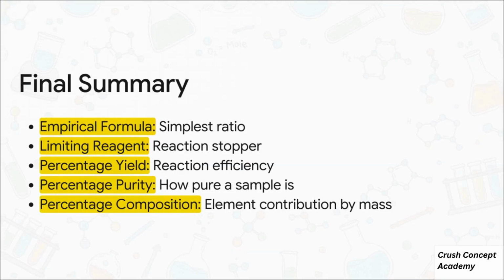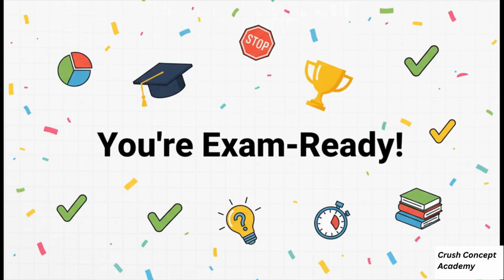So let's do a super fast rapid-fire recap. Empirical formula, simplest ratio. Limiting reactant, reaction stopper. Percentage yield, reaction efficiency. Percentage purity, how pure your sample is. And percentage composition, that's the element's contribution by mass. Got it? Look, you master these 5 concepts and you are absolutely 100% exam ready. The next step is just putting them all together in those big stoichiometry problems. You have the tools now, so go practice.